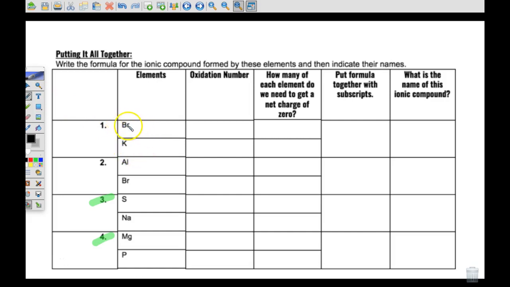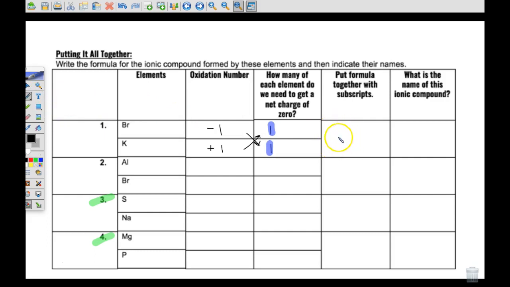So looking at the elements that I have, Br and K. Br has an oxidation number of -1, which I found from looking at my periodic table. Potassium has a charge of +1, which I found by looking at my periodic table. Now I can crisscross these and notice that they're the same number with opposite charges, so I know I only need 1 of each. These numbers are going to become my subscripts.